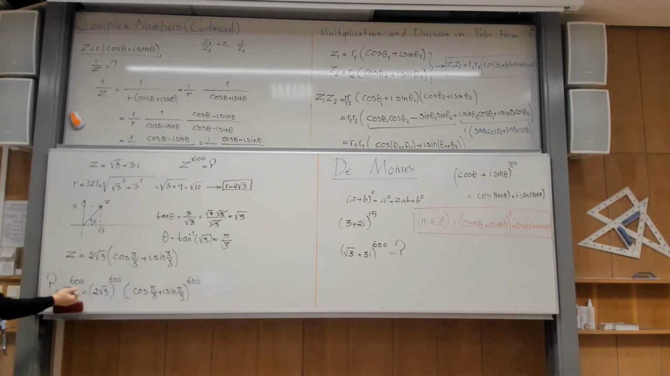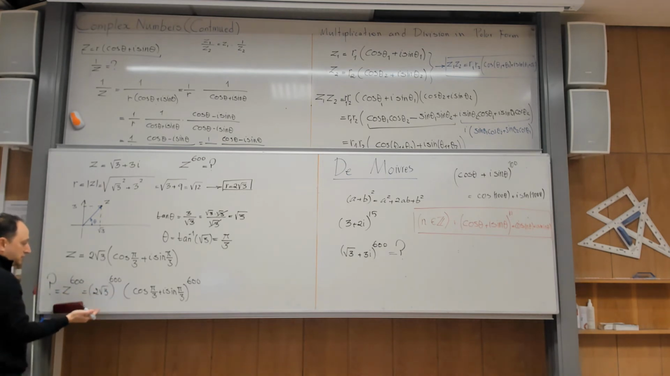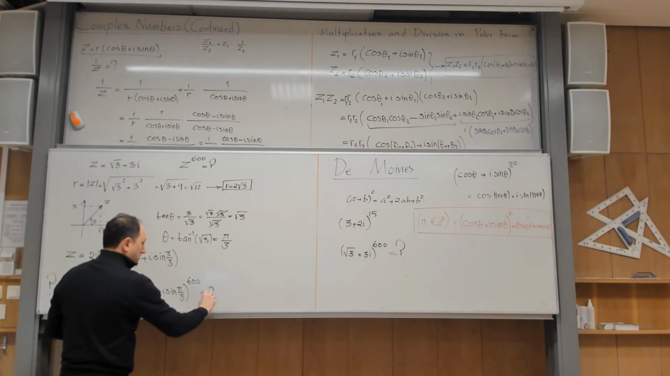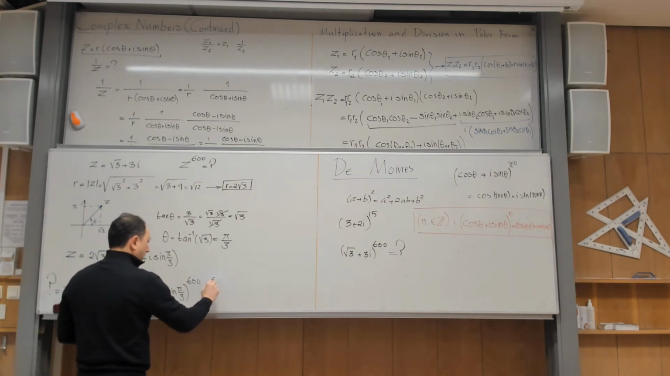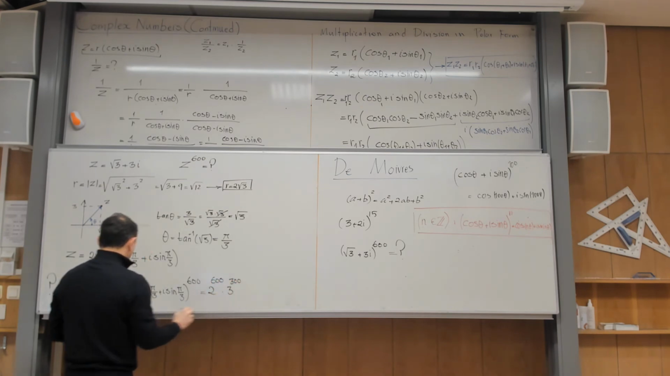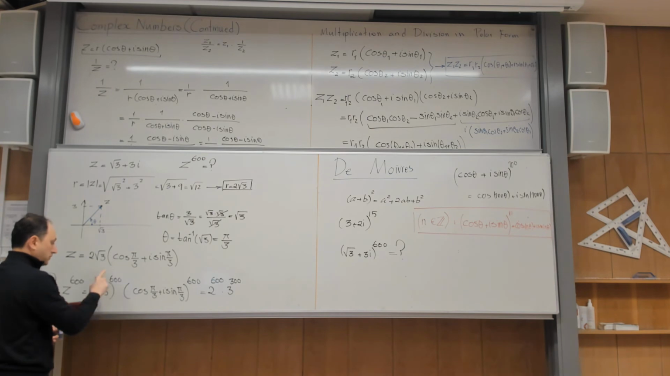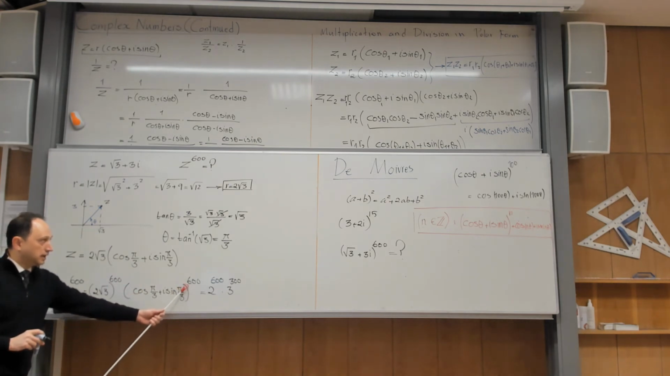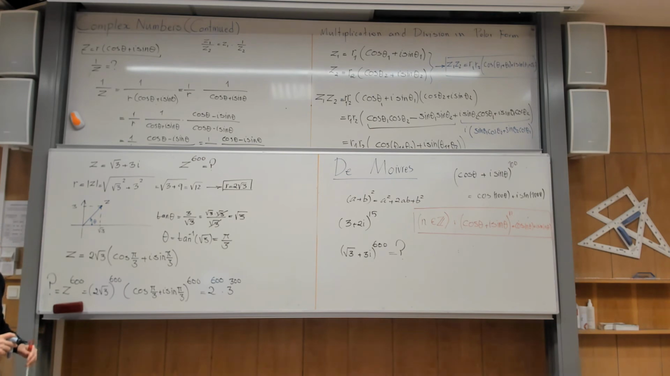But this one, we have to live with it. So what can I do? I cannot do that much. 2 to the power 600 and then 3 to the power 300. Yes, that's nothing I can do something about. So I have to write it. Yes, because the square root of 3 means 3 to the power 1/2, so 1/2 multiplied here it becomes that. But this one, I have to use the De Moivre formula.